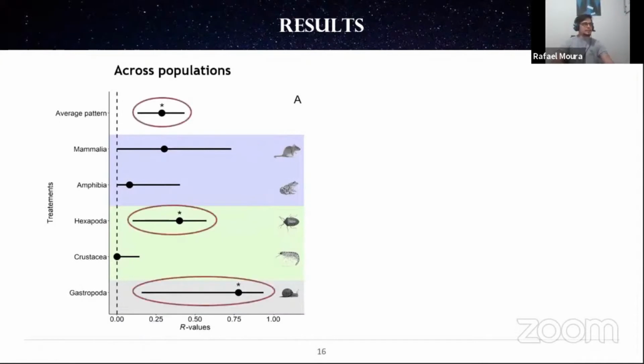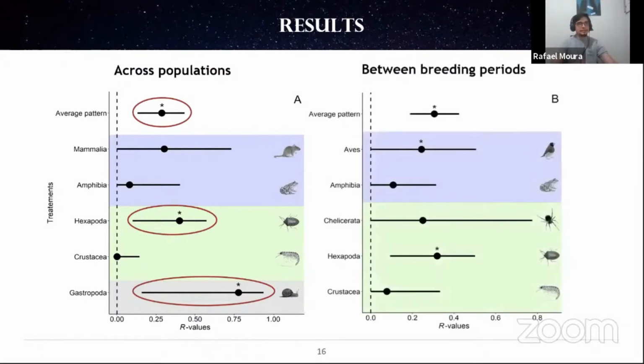The average pattern exhibits a low repeatability. Hexapoda and Gastropoda also exhibit repeatability, but most taxa, such as Mammalia, Amphibia, and Crustacea, did not exhibit any repeatability across populations. And between breeding periods, we found similar results because the average pattern also exhibits a low repeatability, and Aves and Hexapoda presented similar results, but Amphibia, Chelicerata, and Crustacea did not exhibit repeatable patterns.